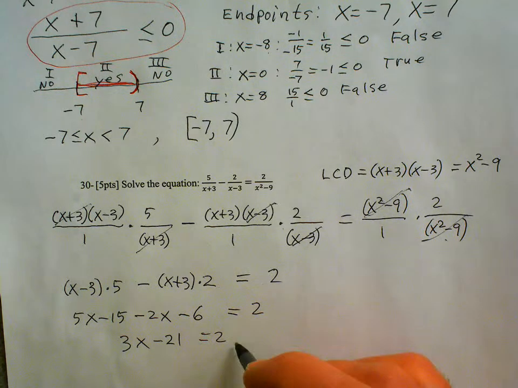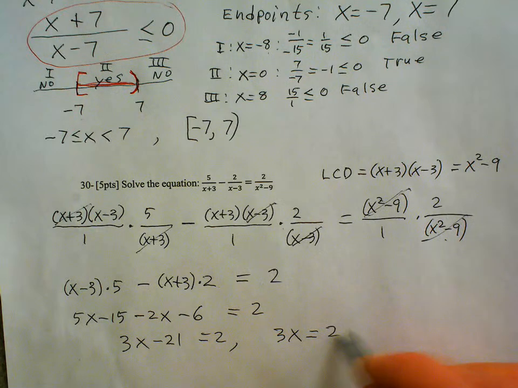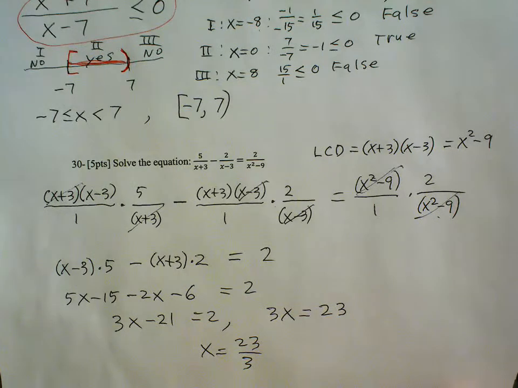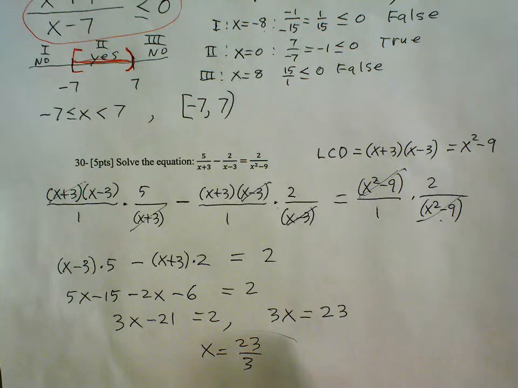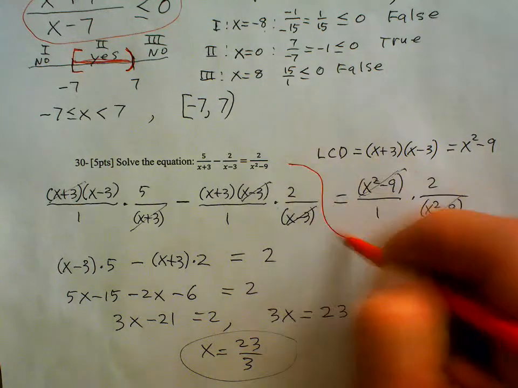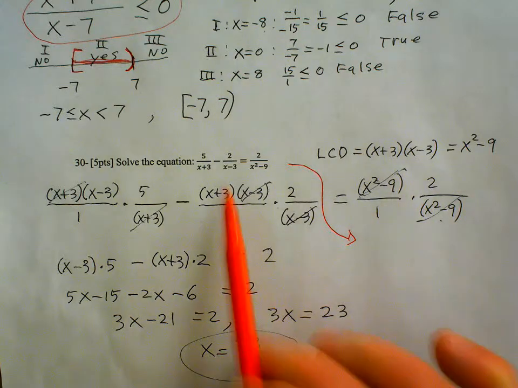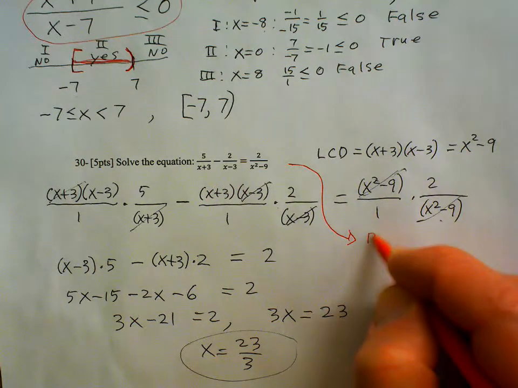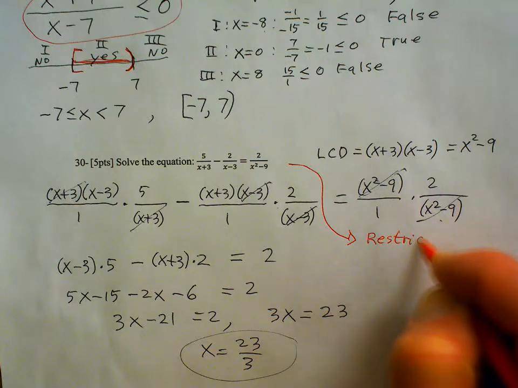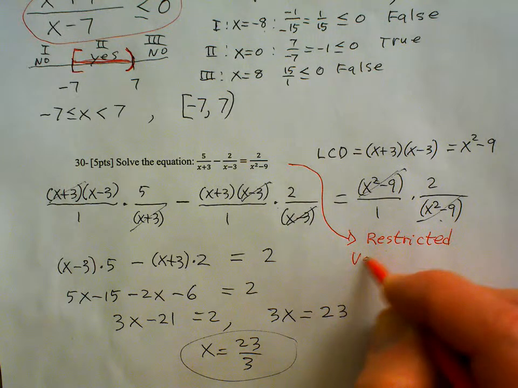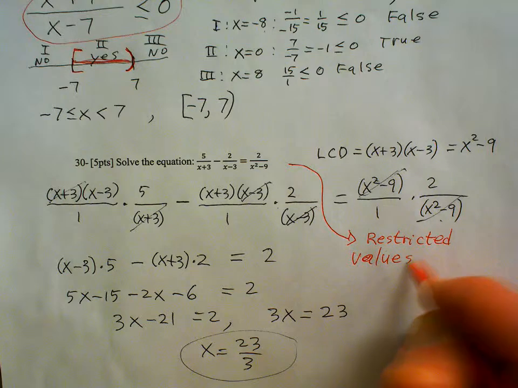equals 2. And then 3x equals 23. And then finally, x equals 23 over 3. So that is not a restricted value. Make sure that you're aware of the restricted values. So the restricted values are 3 and negative 3.